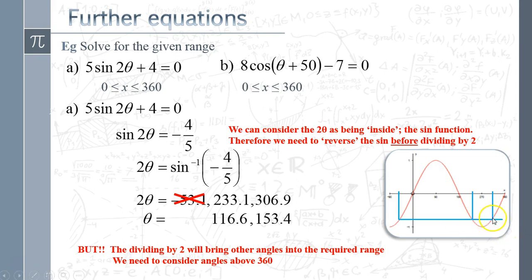So if we think about where would be the next time this blue line hits the sine curve if we extend it beyond 360. So the next one, essentially, is going to be 360 degrees above this one here. So we know that 593.1 is also a solution to our equation 2 sine theta equals minus 4/5. And the next one after that, which would be 360 above the 306.9, is 666.9.